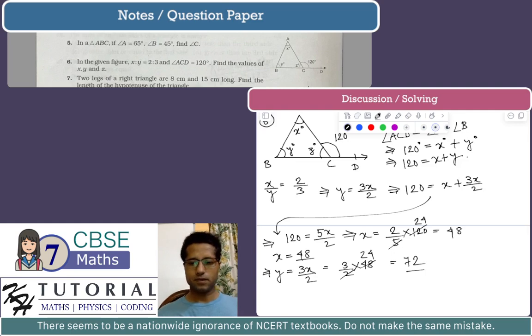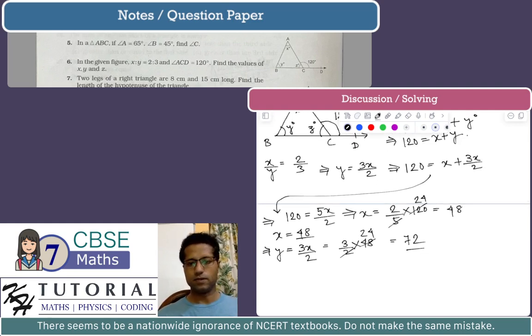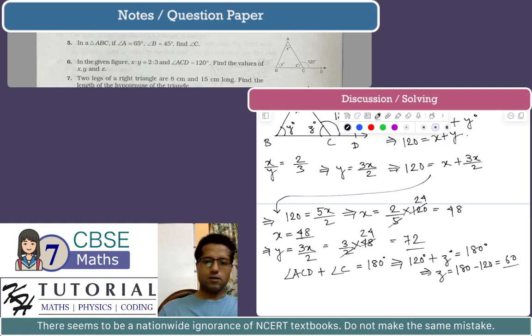What is z? Now z we can find. We know that angle ACD plus angle C will be equal to 180 degrees as they are a linear pair. Angle C and angle ACD are a linear pair of angles, and we know that the sum of a linear pair of angles is equal to 180 degrees. Now angle ACD is given to be 120 degrees. Now angle C is, we know, z degrees. So from here we can say that z is equal to 180 minus 120, that is 60. So x is 48, y is 72 and z is 60.